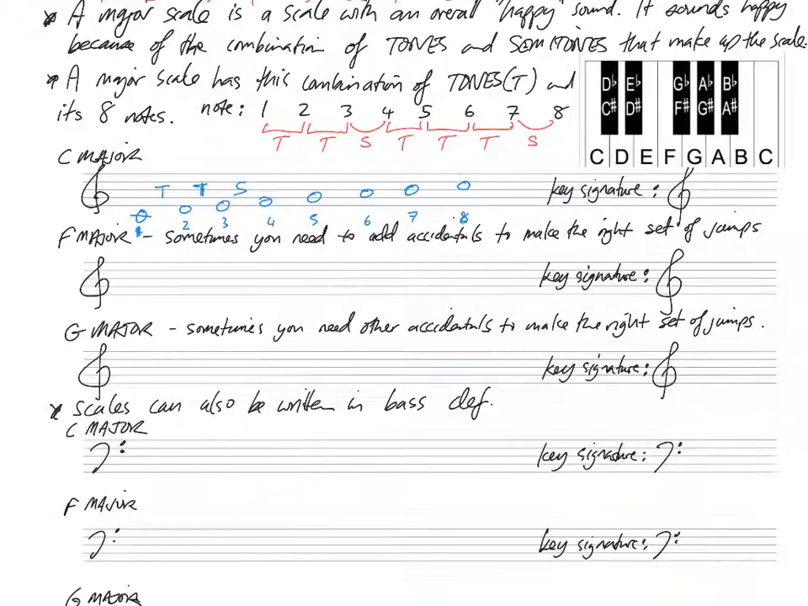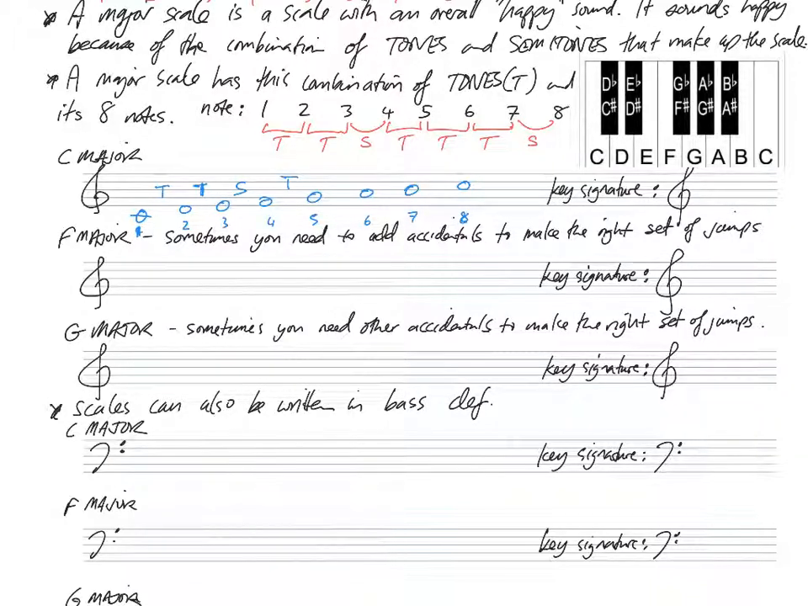Okay? The next jump from 4 to 5, we expect a tone for it to be a major scale. This is an F and a G. Let's check what kind of a jump it is. Well, an F to a G jumps over a black key, so that is also a tone, which is what we wanted.